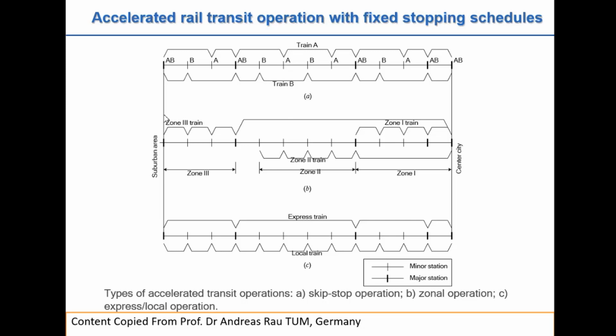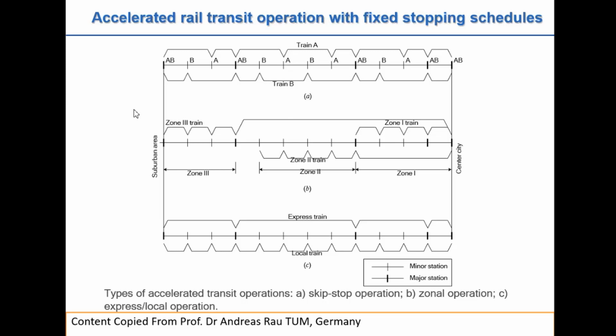Similarly, this is the case with point B as well. If you want to reach here, you also eliminate points 1, 2, and 3, and you can reach here as soon as possible. So this is the typical example of the skip stop. Skip stop means when you skip some stops and reach your location.